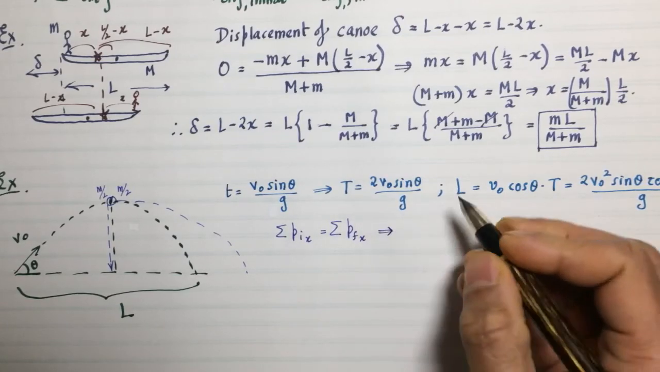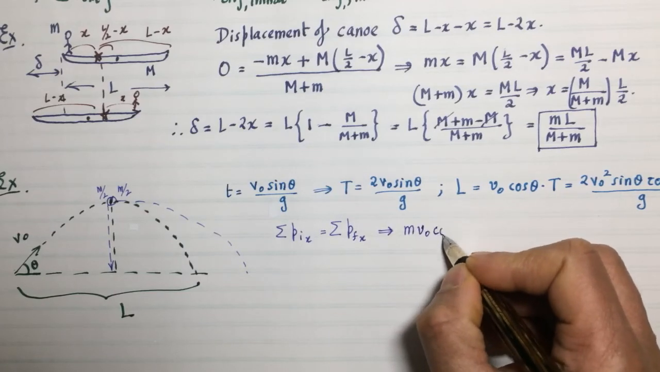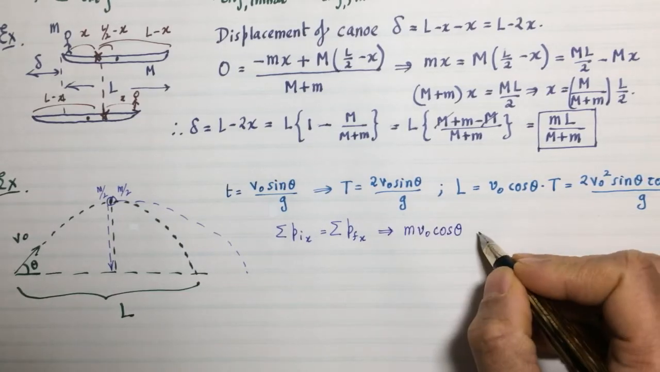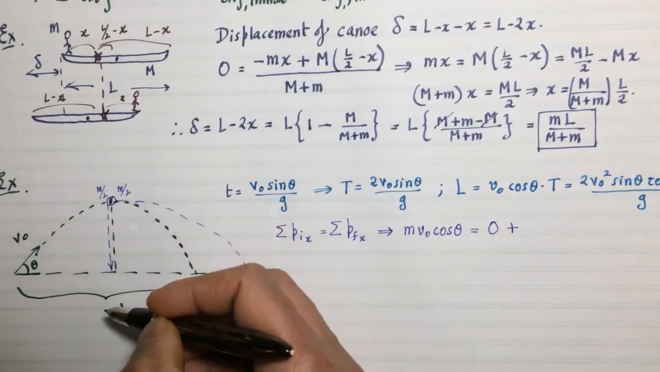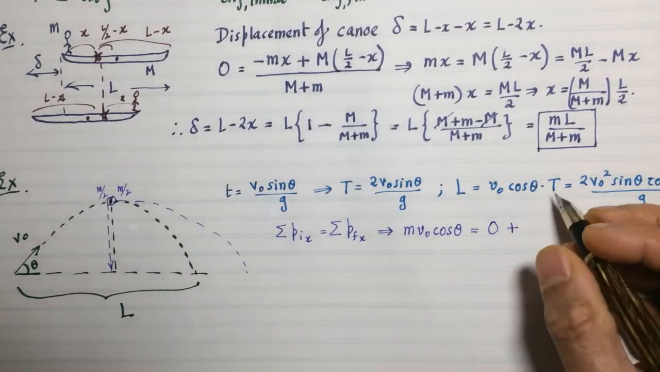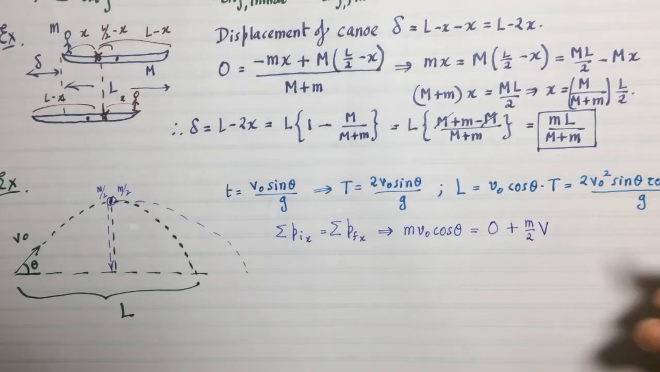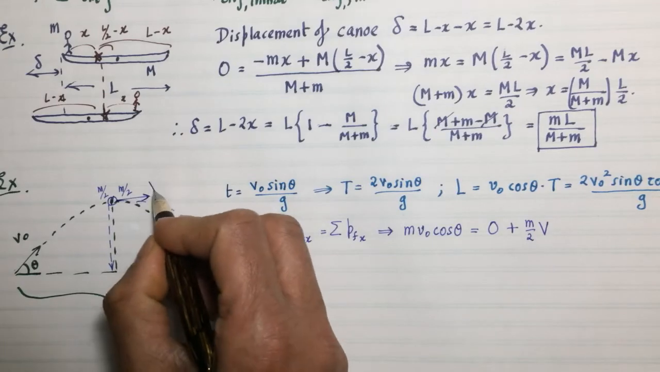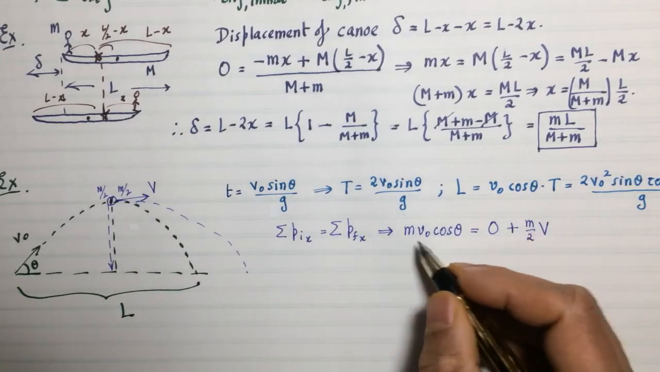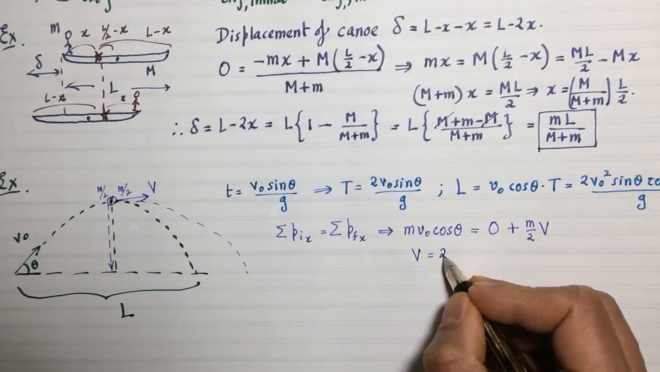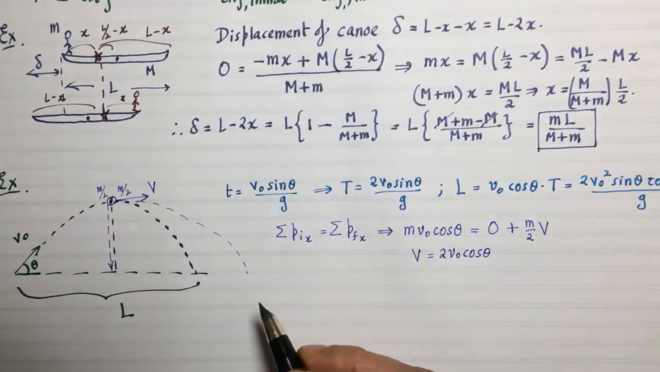So the initial momentum is just the entire mass of the shell times v naught cosine theta, because that's the speed at the highest point. That is equal to 0 because the first fragment simply drops dead, and then the second fragment is m over 2 times unknown velocity v. Let's find out what that velocity is. Cancelling m from both sides, I get v equals 2 v naught cosine theta. So it goes at twice the horizontal speed.